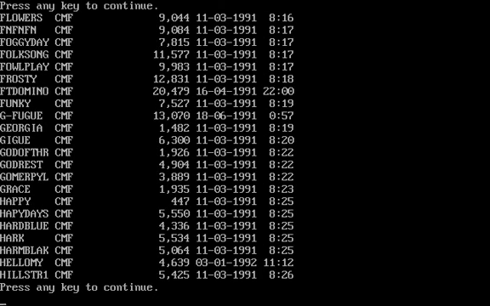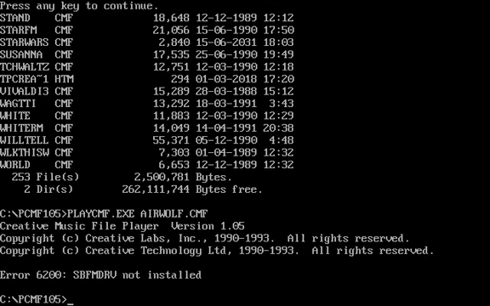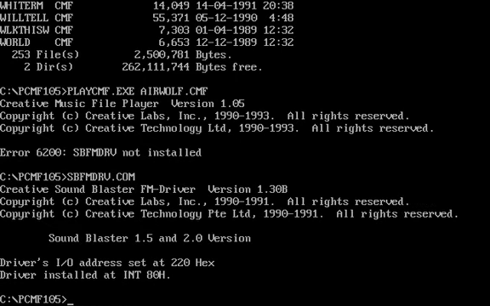Just since I'm here, let me just quickly play the Airwolf theme, in case you've never heard it before, which may actually be the case for several of you. I mean, several of you are probably not old enough to remember Airwolf or what the theme music sounded like. So let's go ahead and do PLAYCMF Airwolf.cmf. Oh, there's a TSR, a Terminate and Stay Resident program called SBFM.BRV.com that you're supposed to load. There we go. Now it's installed. Okay, let's try that again.